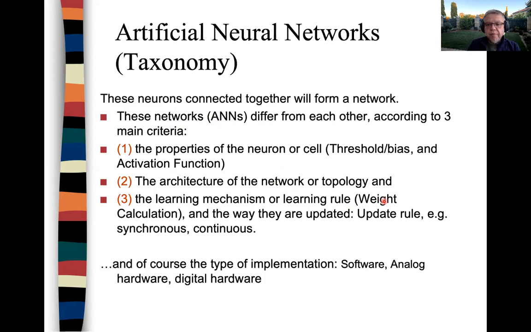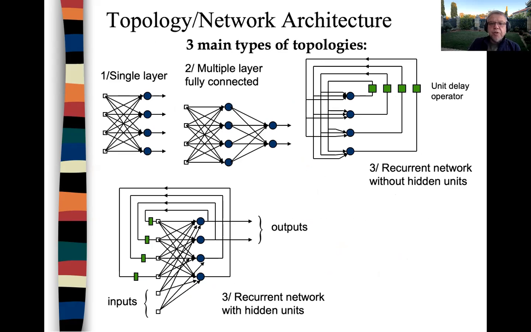So as we said, the information is stored in the weights. And so which learning rule are you going to use? How are you going to adjust your weights? How are you going to update them? And these are the three main criteria. And of course, you have the type of implementation, whether it's a software implementation of your artificial neural network, or it is implemented on FPGA, digital hardware, analog, or digital. So these are the three main.